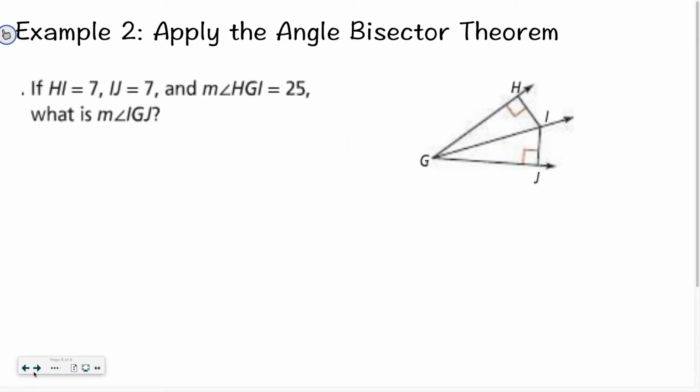So if we look at example 2, apply the angle bisector theorem. If HI is 7 and IJ is 7 and HGI is 25, so we know that this angle is 25. I want to know what is IGJ. So I want to know what this blue angle is. Well, if I know that these two sides are congruent, I know that the two angles are congruent. That means that the measure of angle IGJ also has to be 25.